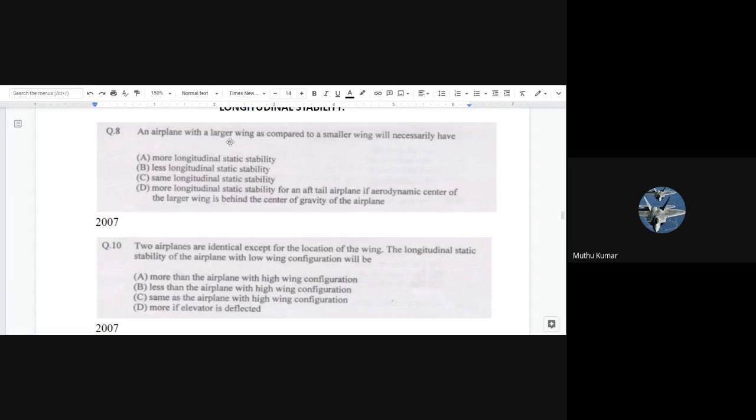An airplane with a larger wing as compared to a smaller wing will necessarily have... First, I build an aircraft with a 10 meter span wing. Then I build another aircraft with a 20 meter span wing. Will anything happen to stability because of this? So finally, before reading any of the choices, if I change the size of the wing, will there be any change in stability? Will stability increase or decrease, is there a chance of something like that happening?